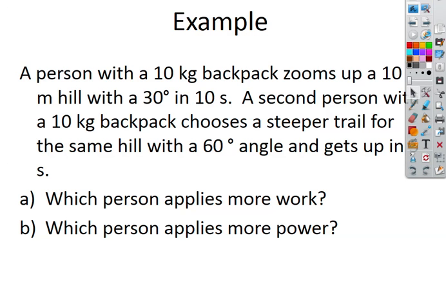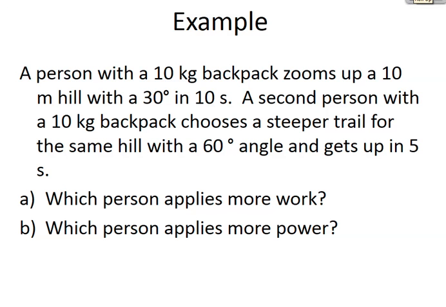So I think I have one problem here. The person with a 10 kilogram backpack zooms up a 10 meter hill with a 30-degree incline in 10 seconds. The second person chooses a steeper trail, and they finish up the hill in 5 seconds. Which person applies more work? I should say on the backpack. The answer would be, they're the same. But which one will apply more power? Well, if they have the same amount of work, the one that does it faster will have more power.